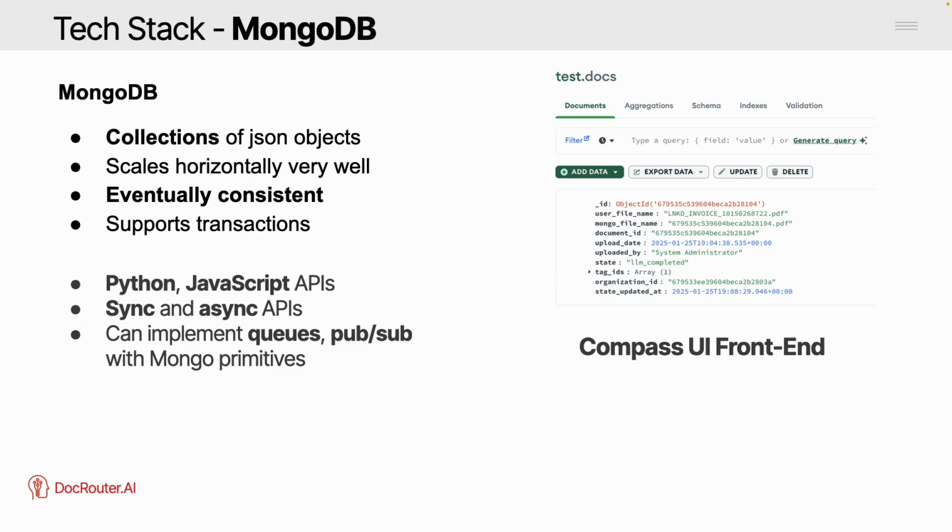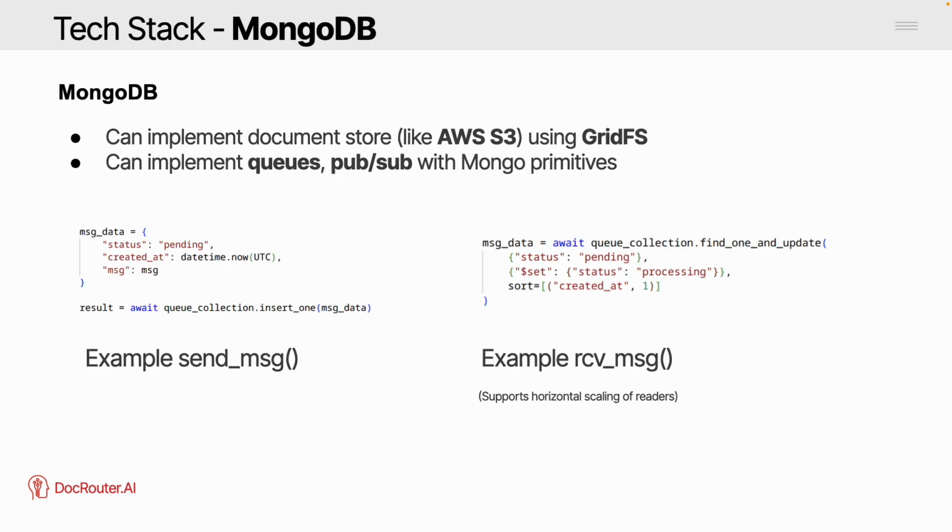One other thing that I like with Mongo is that you can really implement a lot of the AWS functions, like for example, queues and pub subs. You can kind of do it on top of Mongo, and then it's easily portable. You're not going to be stuck on AWS for these implementations.